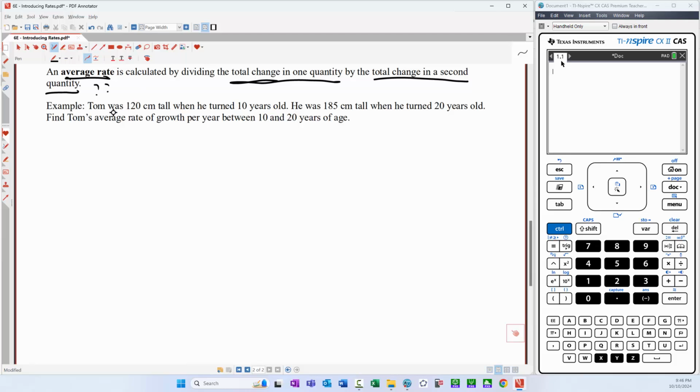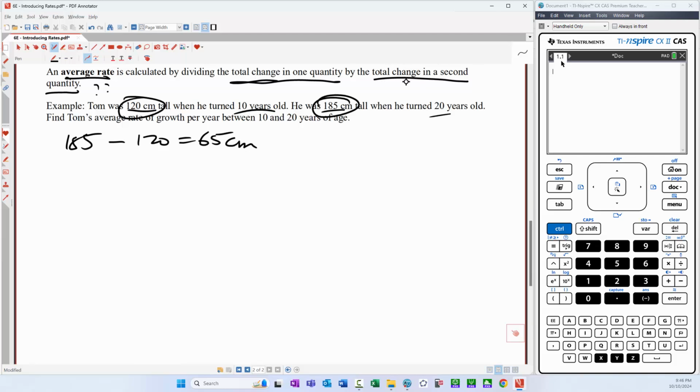Tom was 120 centimeters tall when he turned 10 years old, and he was 185 centimeters tall when he turned 20 years old. So he's grown a fair bit. What we note first is we need to get the total change in one quantity and then the total change in the second quantity. The first quantity is height, so we want the total change in height. The total change is 185 take away 120, which is 65. So he's changed by a total of 65 centimeters.